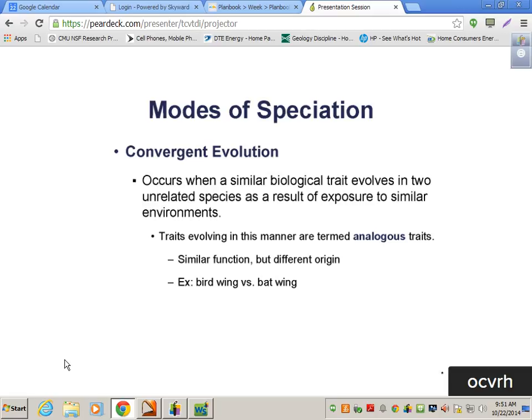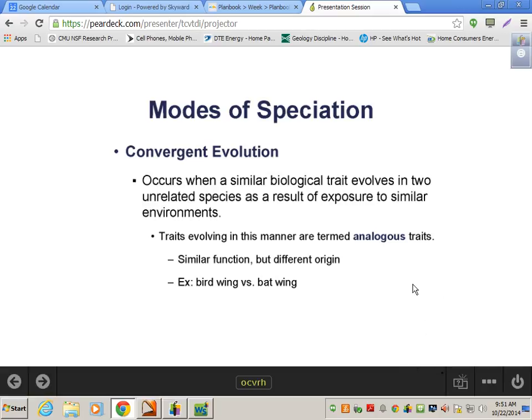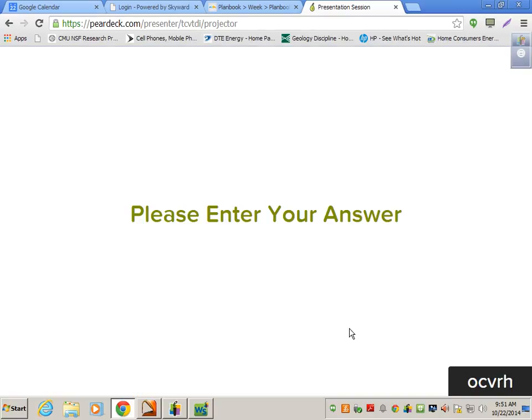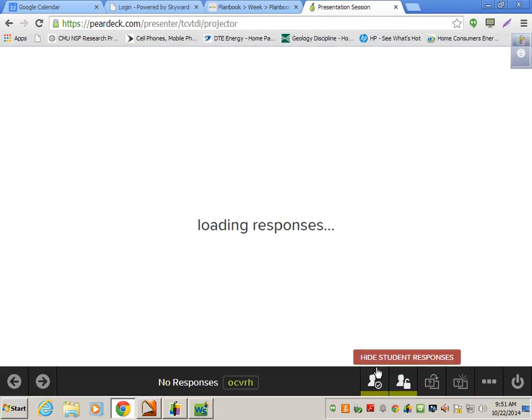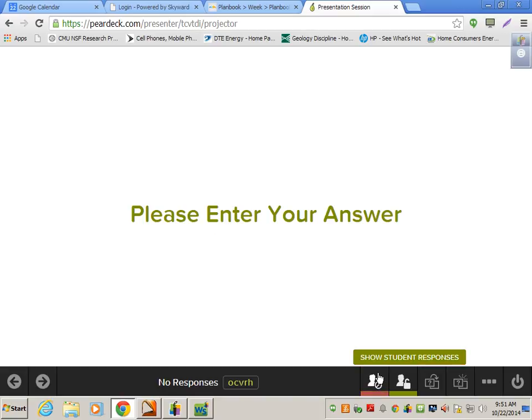So traits evolving in this manner are termed analogous traits. Similar function, but different origin. Like the wing of a bird and the wing of a bat. They are not from a common ancestor. Let's have fun. Why don't you guys tell me some examples of two organisms that have analogous characteristics? Go ahead. Type them in. Just type in like bird versus bat. But you can't use that one.